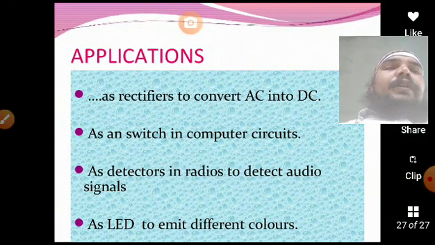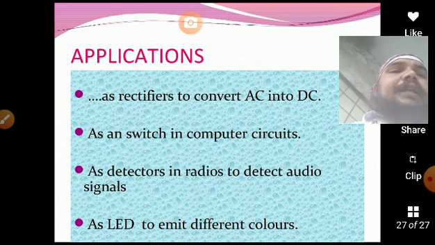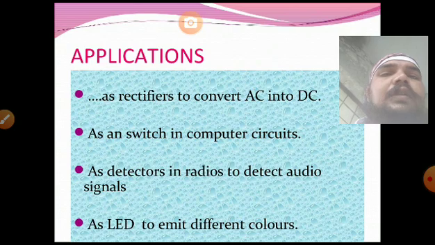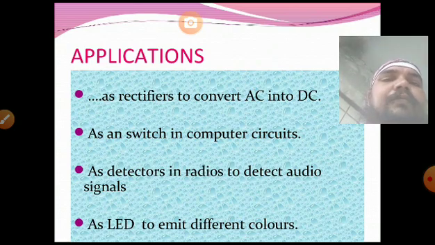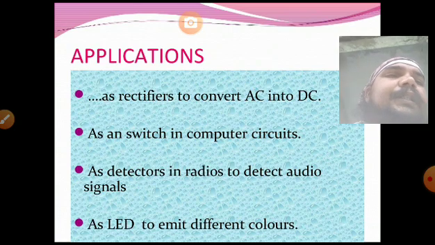Next, applications of the PN junction diode. Rectification, to convert alternating current to direct current. As switches in computer circuits. As detectors in radio to detect audio signals. As LEDs, light emitting diodes, to emit different colors.